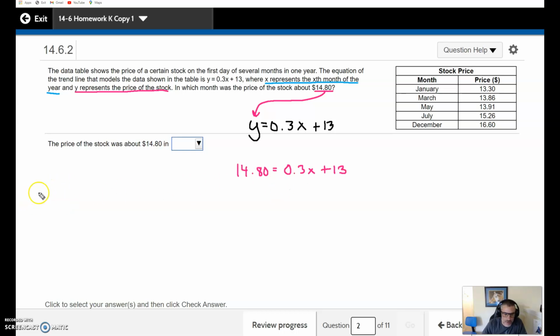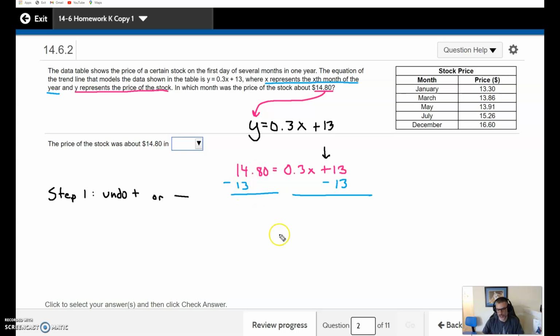So when you have a two-step equation like this, step 1 is always to undo addition or subtraction. In this case, we are adding, so we're going to undo that by subtracting 13 from both sides. Make sure you line it up correctly, right? We're subtracting 13 whole numbers, so we have to put it underneath the 14. So on the left-hand side, I'm left with $1.80 is equal to, those cancel, and I get 0.3x.